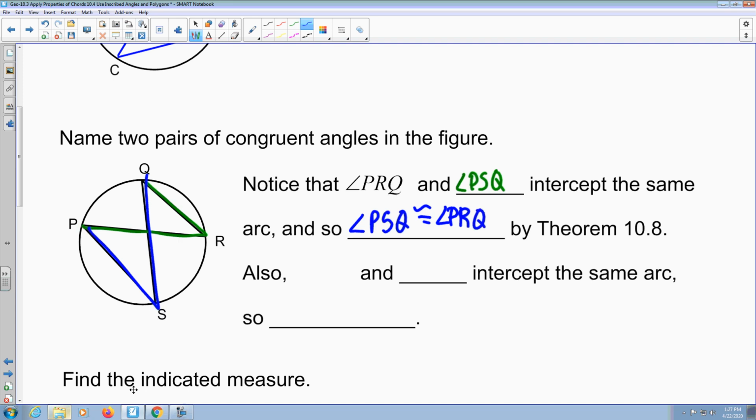Also, what else can we find? Well, we also see that angle SQR and SPR intercept the same arc, so same idea. We can say that angle SPR is congruent to angle SQR.